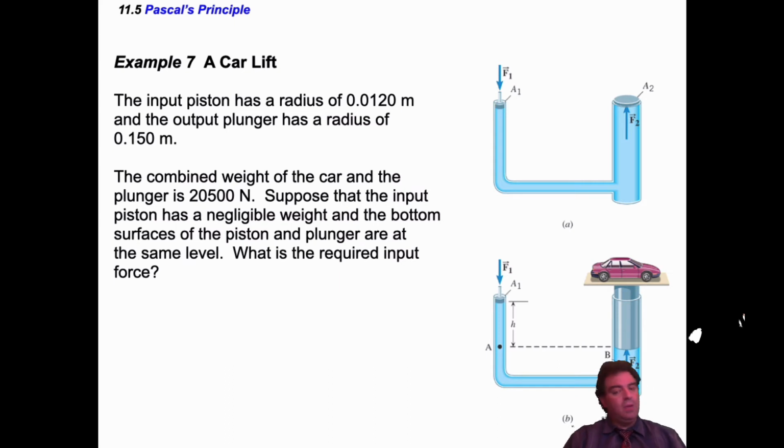So notice here that they're giving us the radius. They're not giving us the area. So what does that mean? That means we have to find the area. And the formula for area, as you know from math, is very easy. It's simply going to be pi r squared.